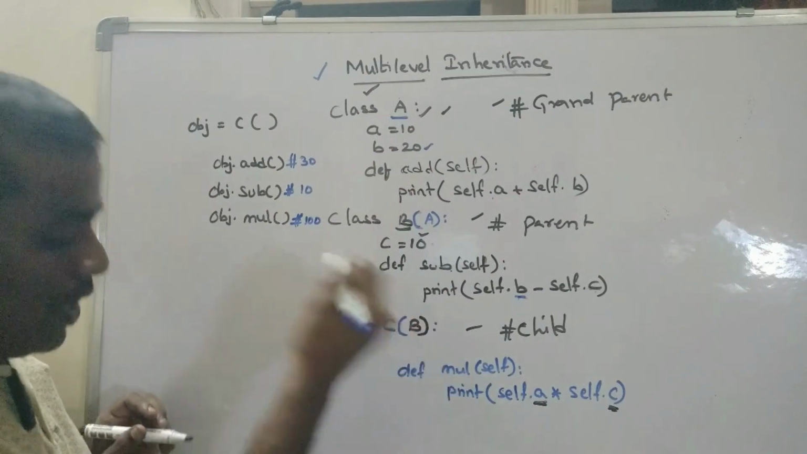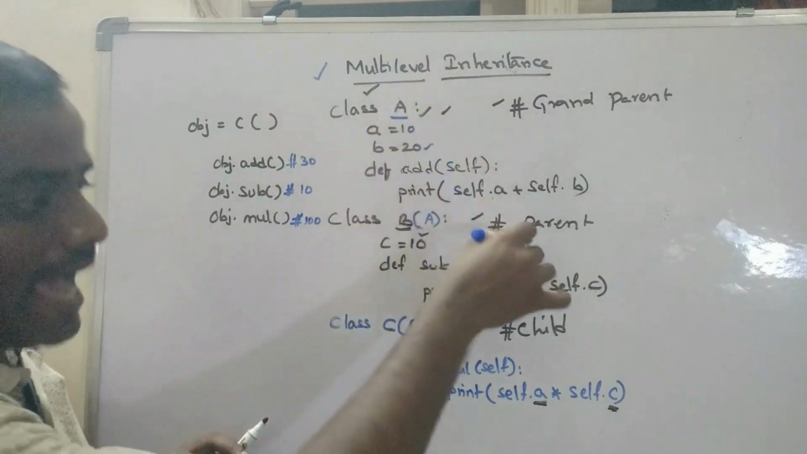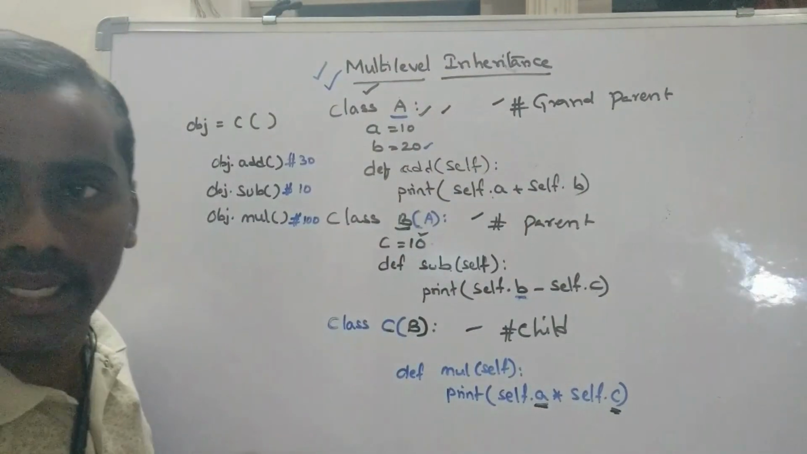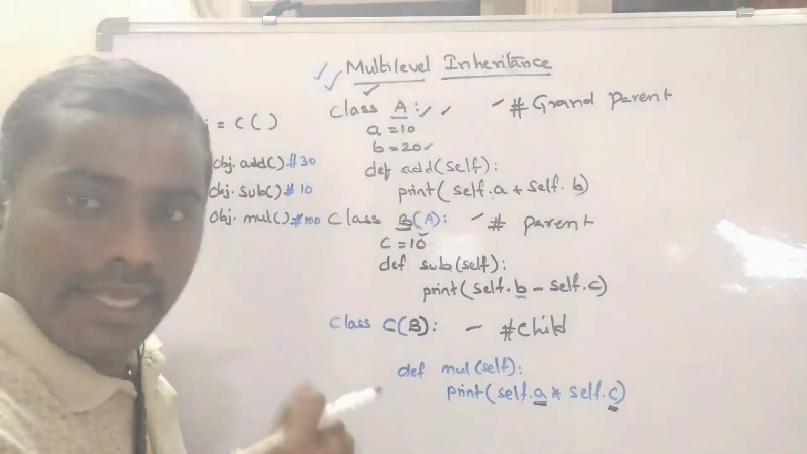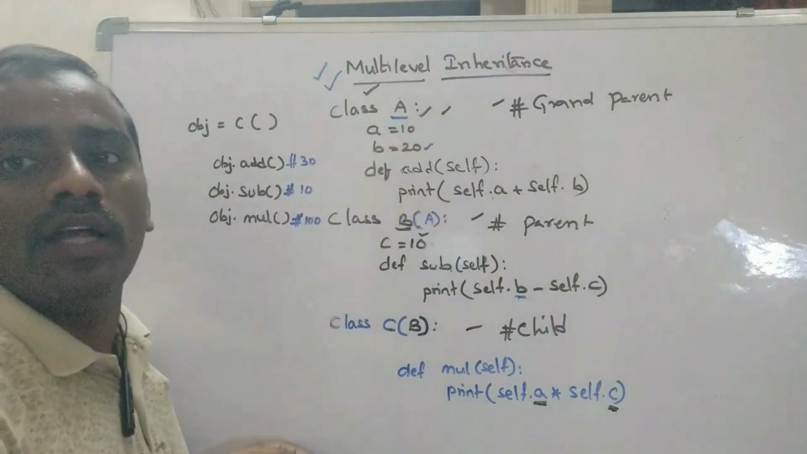That means acquiring the properties from the grandparent and parent class into a new derived class is called multi-level inheritance. Clear? Right. Next we can see what is meant by multipath inheritance.